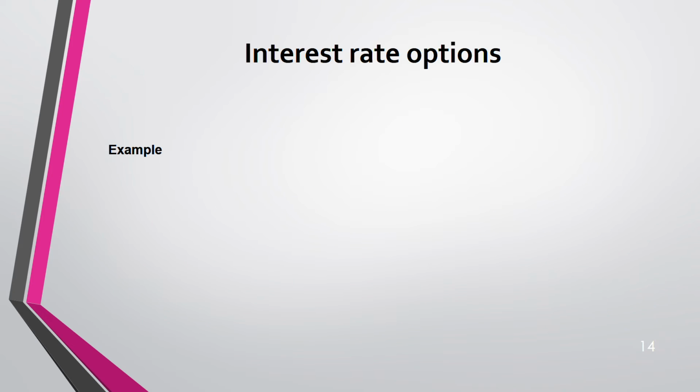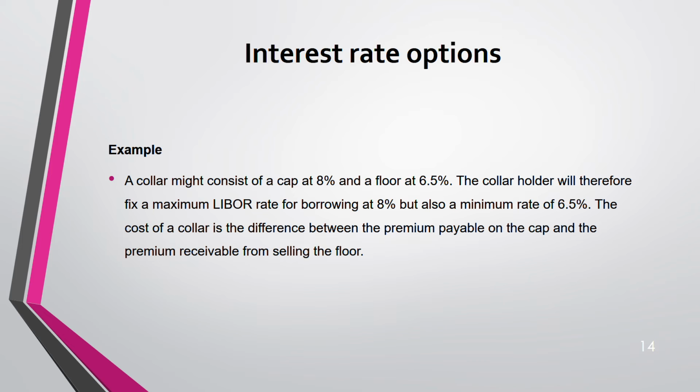Now, example. I always told you, with numbers only you will understand how much theory you have understood. Memorizing cap works like this, floor works like this, collar is like this, will not help you. Very bad strategy. So a collar, cap, obviously, think, cap can never be less than floor. How can your ceiling be less than the floor? Obviously, right? So cap is at 8%, floor is 6.5%, assume. Okay, it's a collar.